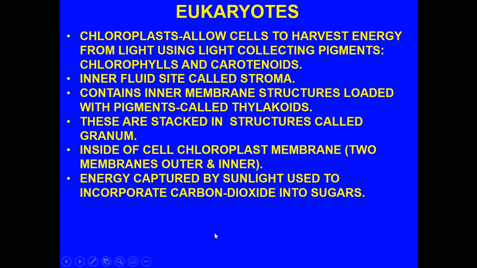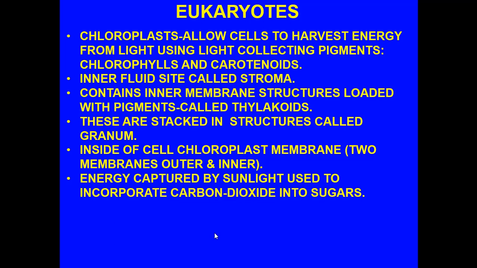Now, the other organelle that we talked about a little bit in the beginning, and now we're going to come down to, is the chloroplast. Chloroplasts allow cells to harvest energy from light. And basically they do this by using light-collecting pigments, chlorophylls and carotenoids. You've not heard about carotenoids? These are the pigments that you see, such as the strong orange or the strong yellow colors, in things like carrots and squash.